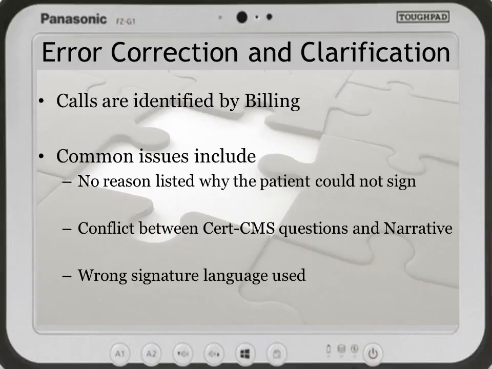Common issues for calls being returned are no reason listed in the signature language or narrative why the patient could not sign for themselves, or conflict between the CERT-CMS questions and the narrative. For example, patient moved by draw sheet in narrative, and all CERT-CMS questions are listed as no. These facts conflict. Another is wrong signature language used. For example, patient unable to sign listed in signature type A when it should be listed in signature type B if a responsible party is available, or signature type C if no responsible party is available.